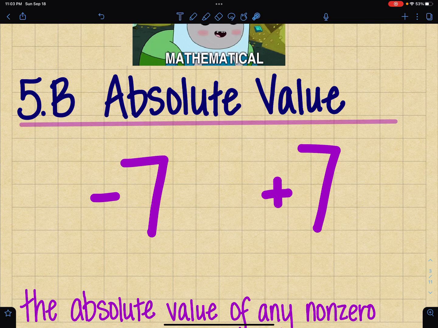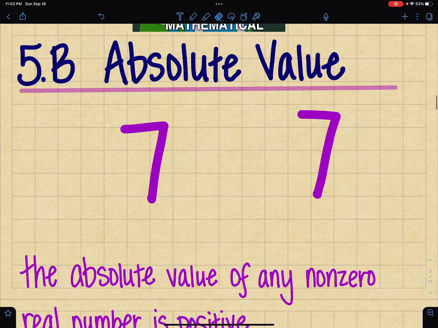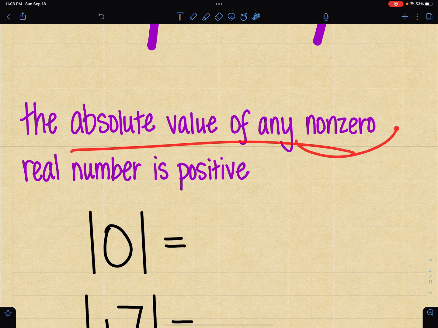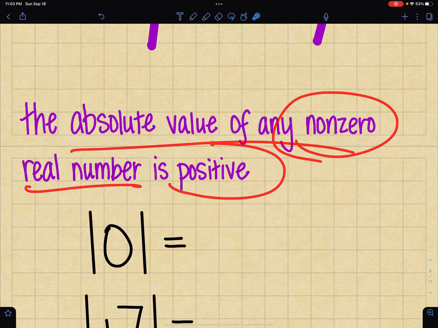Okay, so the way that we do that is we just write the numerical part without the sign. And of course, if you just take away the sign, that means by convention that those numbers are now positive. So the absolute value of any negative number is going to be just that positive number, because that represents sort of the bigness of it. Okay, so here's the rule. The absolute value of any non-zero real number is going to be positive.